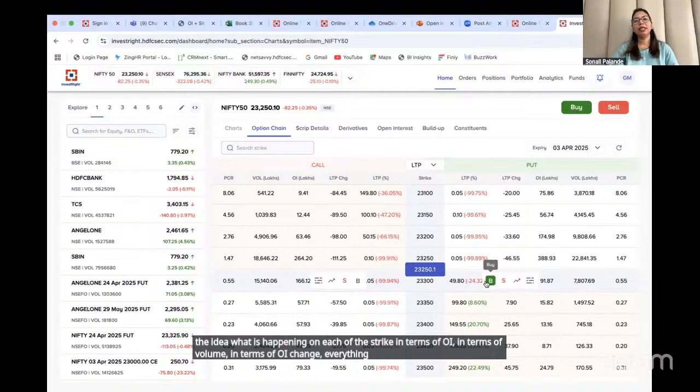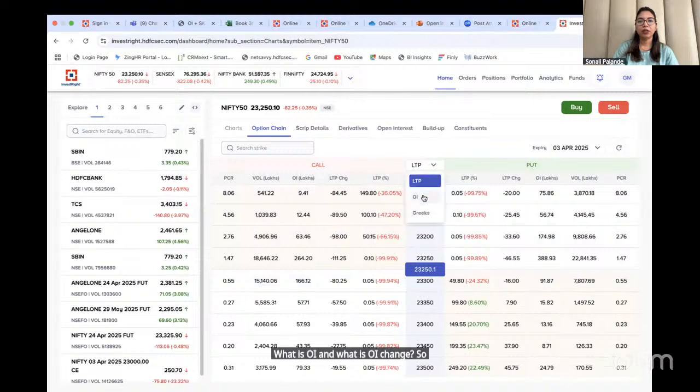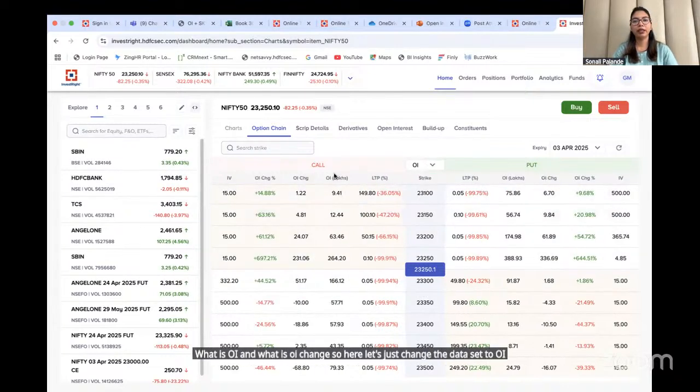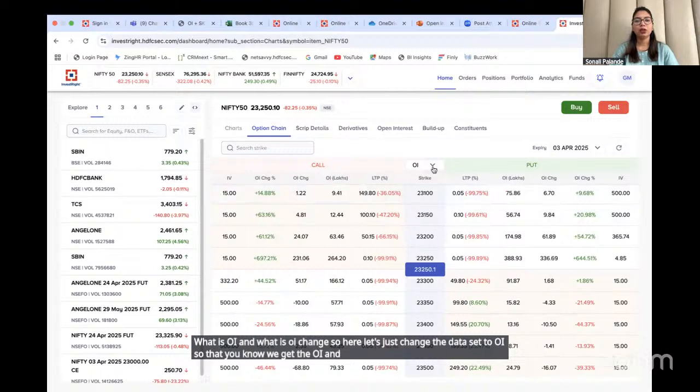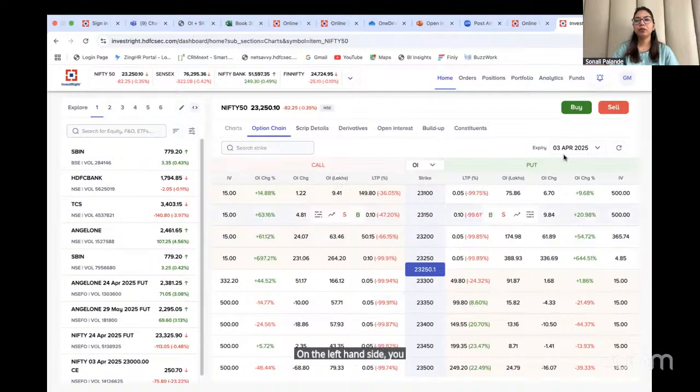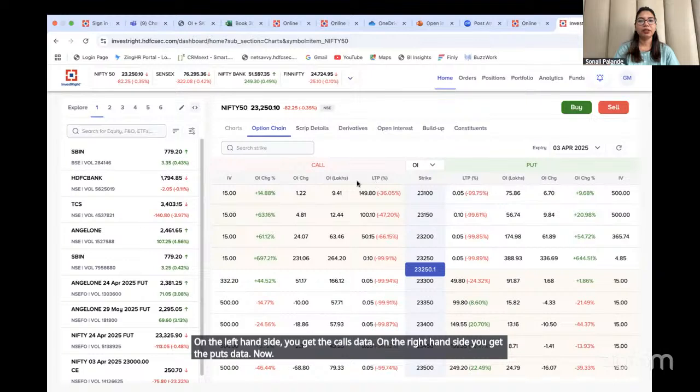Okay. So now basic question, what is OI and what is OI change? So here, let's just change the data set to OI so that we get the OI and OI change both. So first of all, here it's the strike price column. All the strike prices, whatever entity you choose for the option chain, you can see over here. On the left hand side, you get the calls data. On the right hand side, you get the puts data. Now, here you can see first is LTP, then OI change percent. So let's focus on the OI and OI change first.